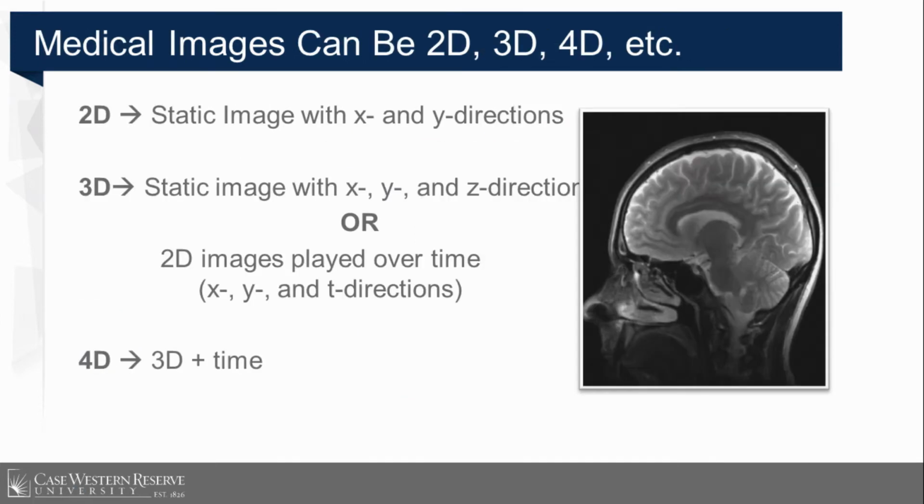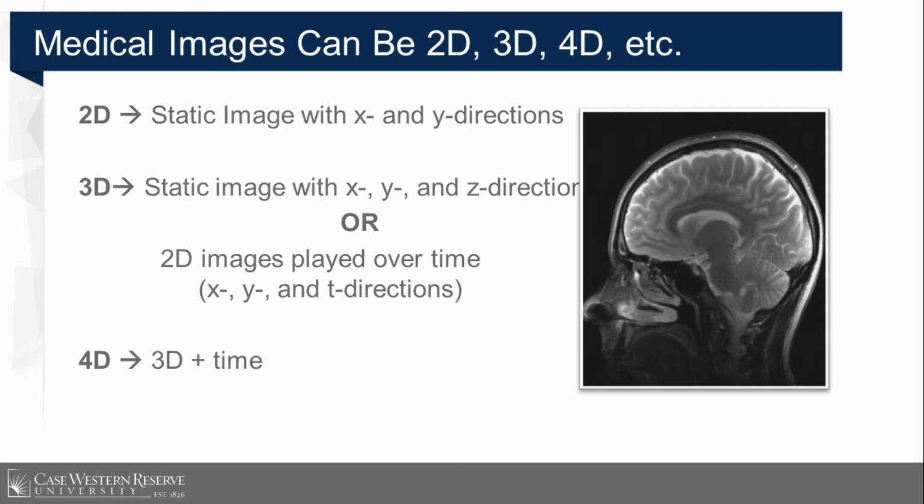So although we looked at this example of a cute cat on the previous image, we're really mostly interested in medical images. So medical images, as we've talked about before, can be two-dimensional signals, three-dimensional signals, 4D, etc. So for instance, a two-dimensional image could be a static image where we are looking at pixels in x and y directions. So this is exactly like our cute cat example, or this MRI image of the brain, which you see on the right-hand side.